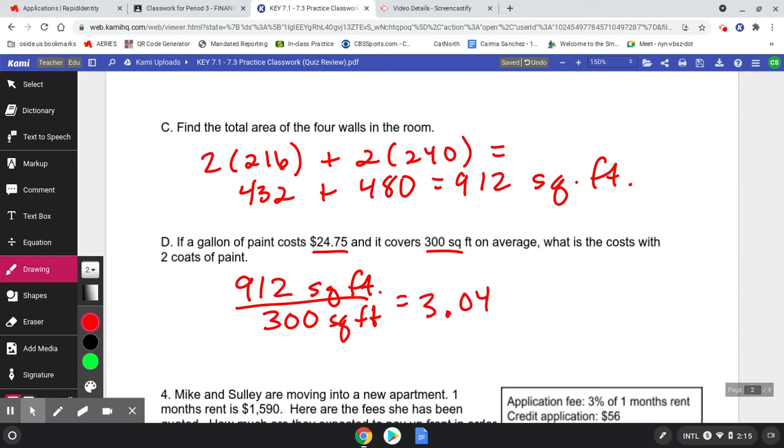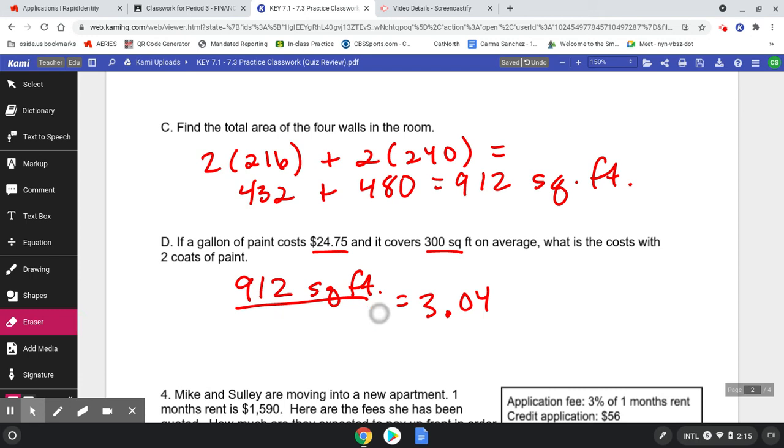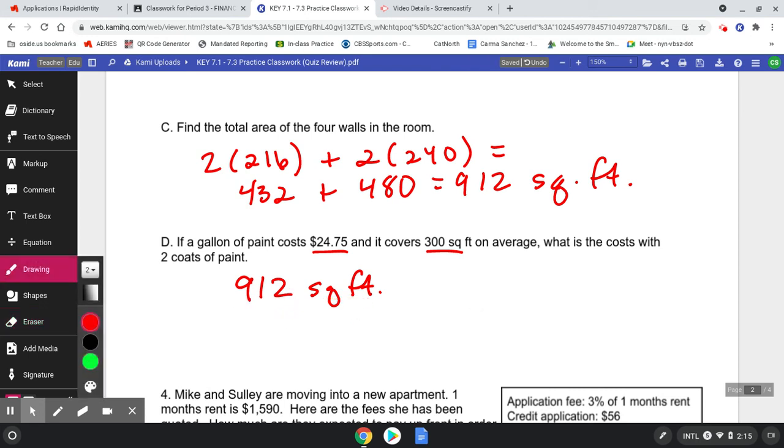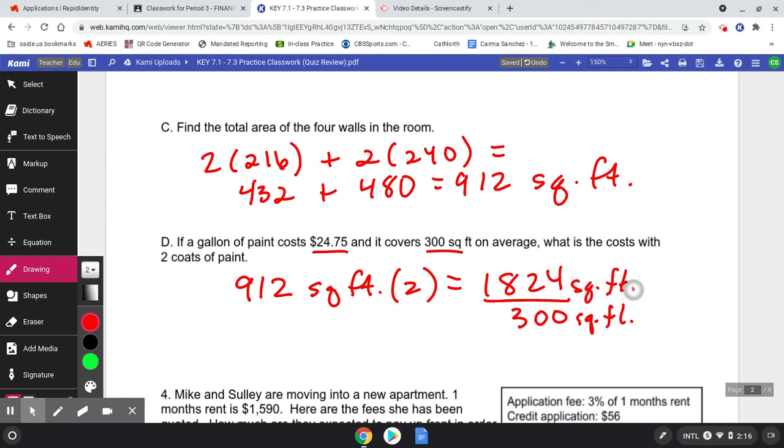So technically 3 cans would not be enough. But remember that I'm doing 2 coats. So I actually have to think of this in terms of 2 times the original area. So 912 times 2 is actually 1824. So let's see how many 300 square feet cans of paint we're going to need for that. So 1824 divided by 300 is 6.08 cans.